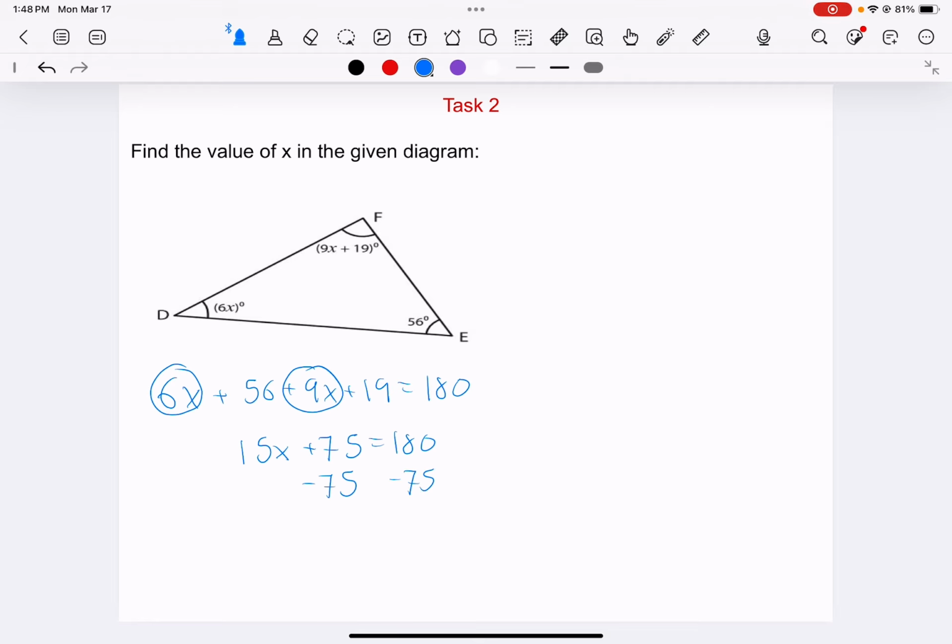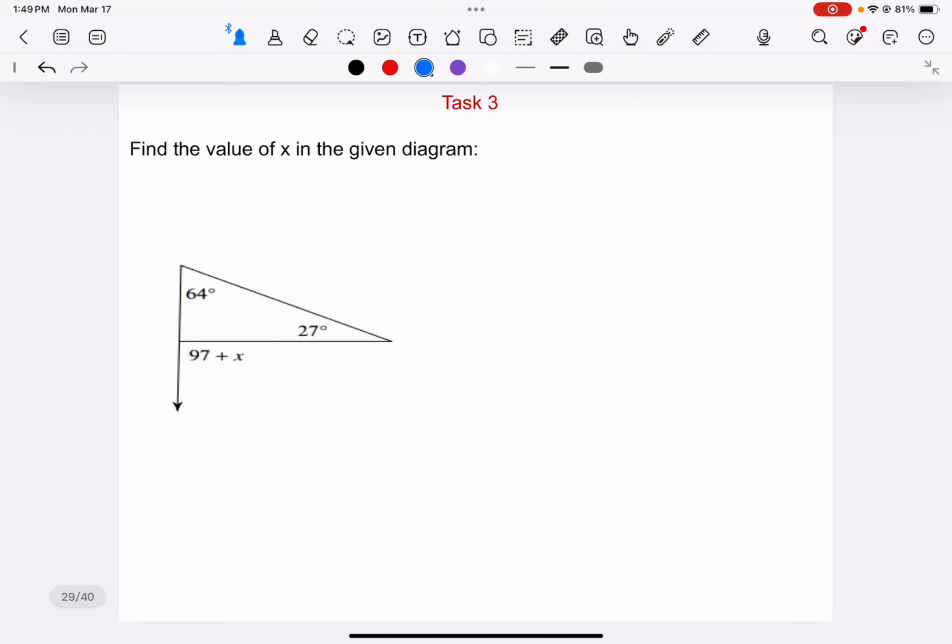Now I just subtract 75 from each side to solve this equation. I'm left with 15x equals 105. Divide both sides by 15. X is equal to 7.